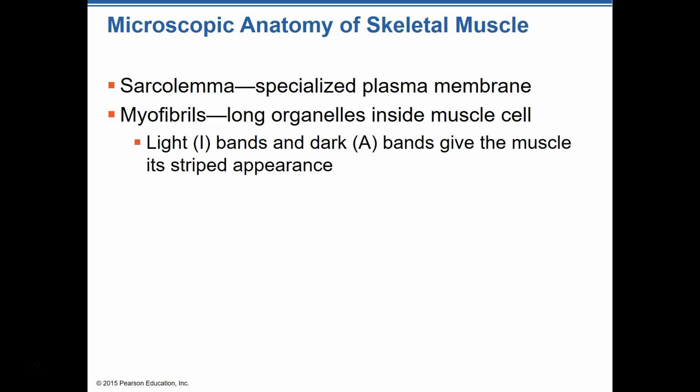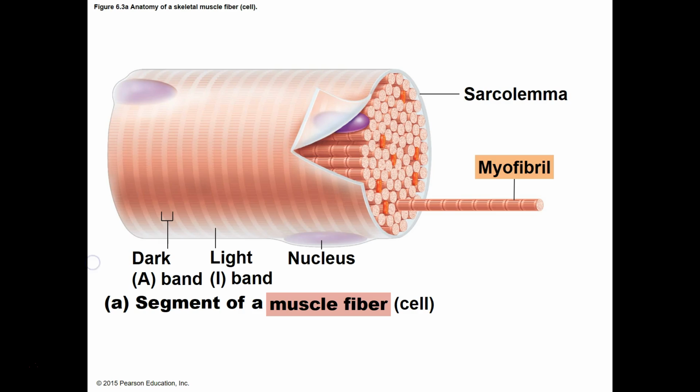We also have things that are called myofibrils, myo meaning muscle. They're long organelles. Remember the little organs inside of a cell, we call them organelles. This is a new organelle. We haven't talked about this one yet, but they're called myofibrils. They're long organelles inside of muscle cells. And they have these different bands, these light I bands and these dark A bands that give it that striped appearance, that striated look that we're seeing in there. And we'll talk about those more in depth in a little bit.